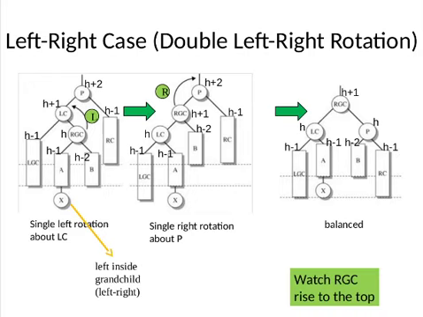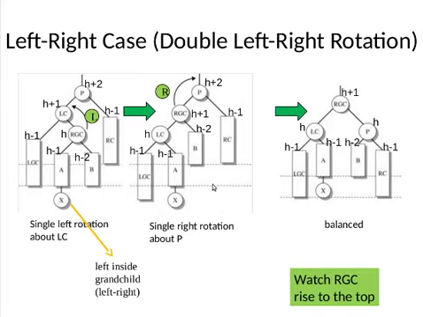What is the valid height of B then? It must be h minus 2. Please take a pause here and reason about the same. The height of B cannot be less than h minus 2 because if the height of B is less than h minus 2, the balance factor violation will be present at RGC, which is not the case here.